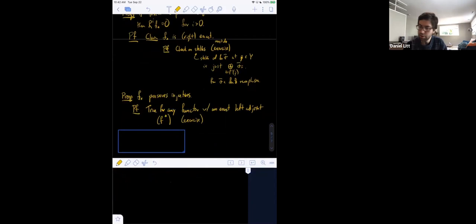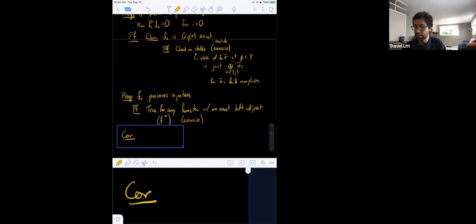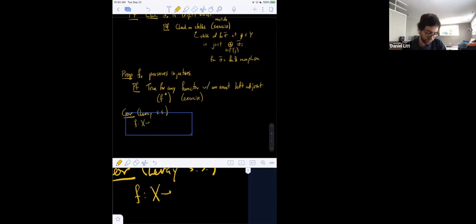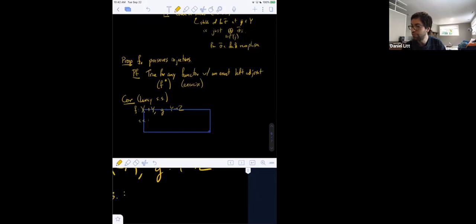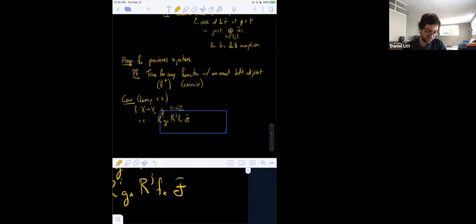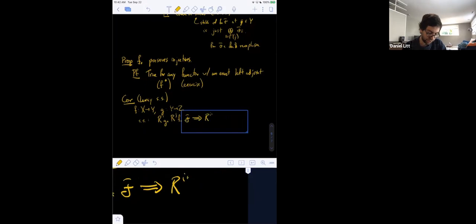Okay, so let me state the corollary. This is the Leray spectral sequence. Suppose I now have f from X to Y, a morphism of schemes, and g from Y to Z, another morphism of schemes. Then I claim that there's a spectral sequence which goes from R^i g_* composed with R^j f_* of some sheaf F, and the infinity page converges to R^{i+j} (g∘f)_* of F.